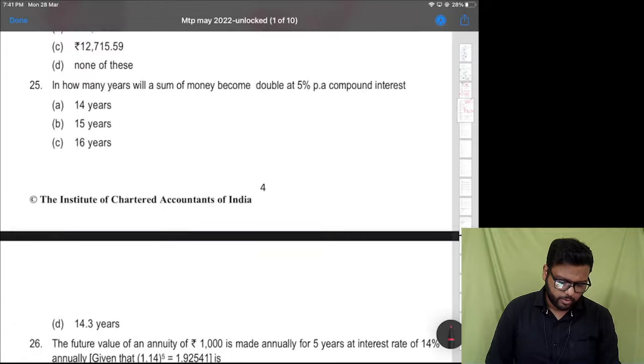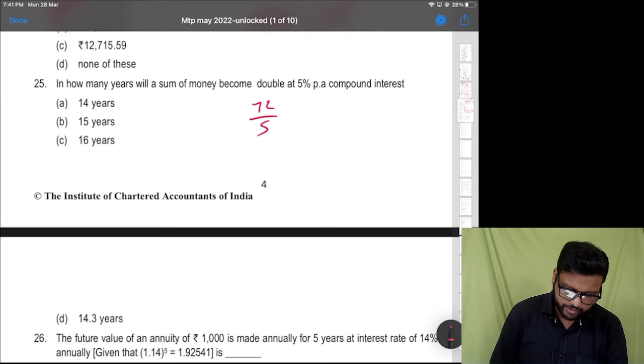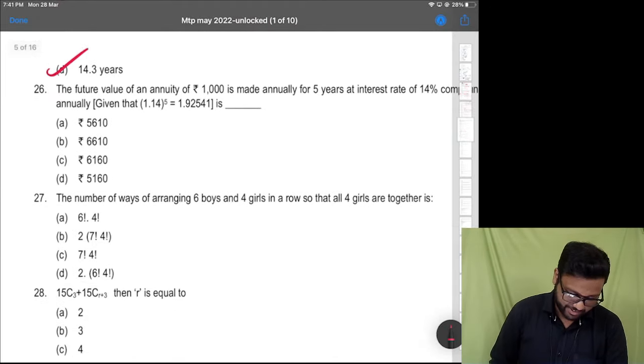Next, 25. In how many years will a sum of money become double at 5% per annum compound interest? Again, you can use rule of 72. 72 by 5 is how much? 14.4 years. So you can take 14.3, option D. Okay, this is the easiest.